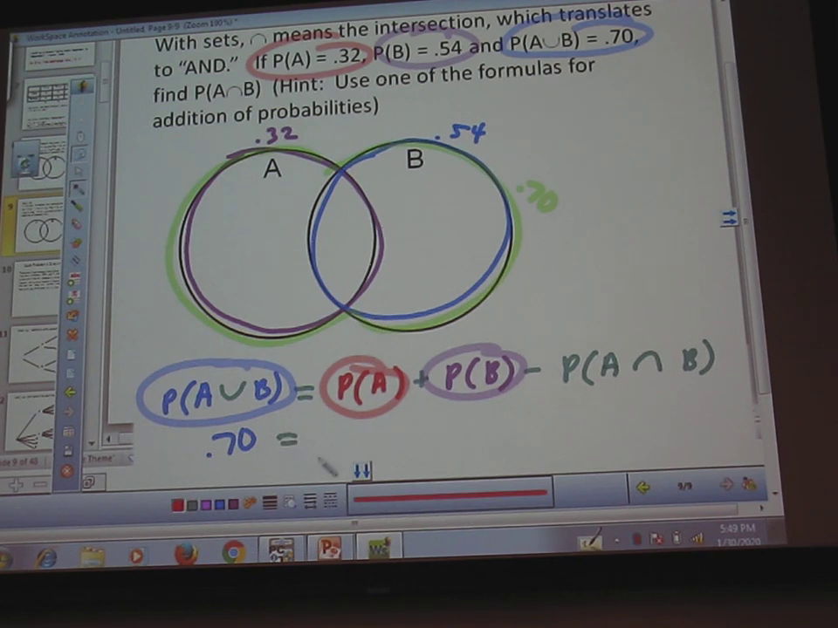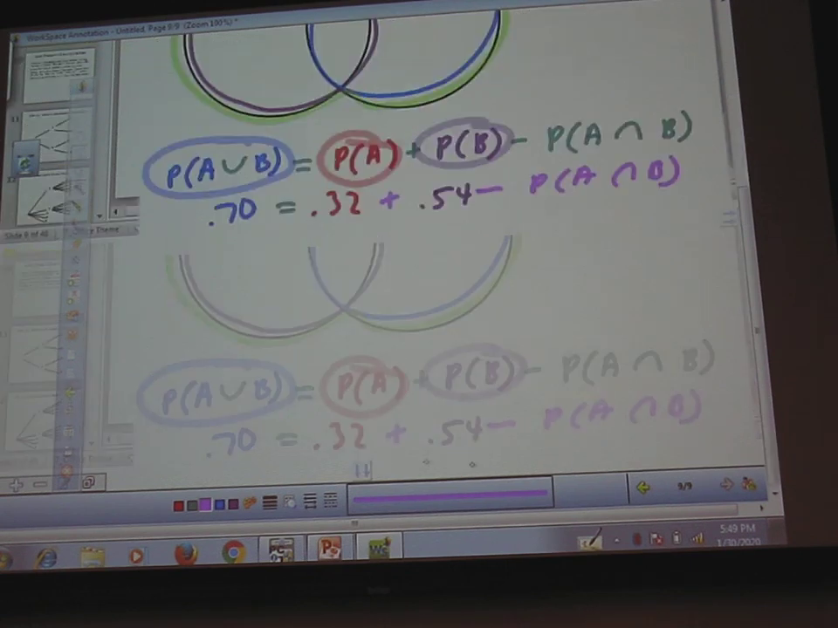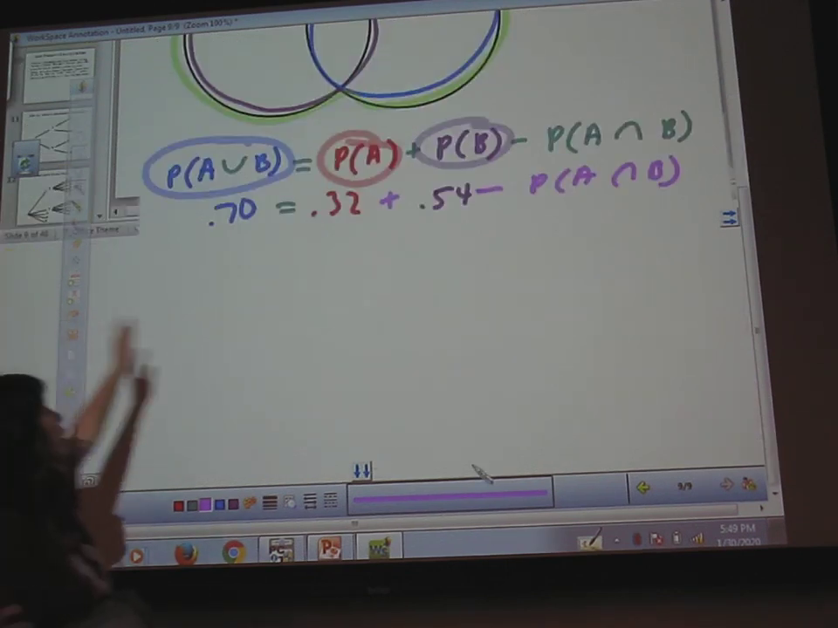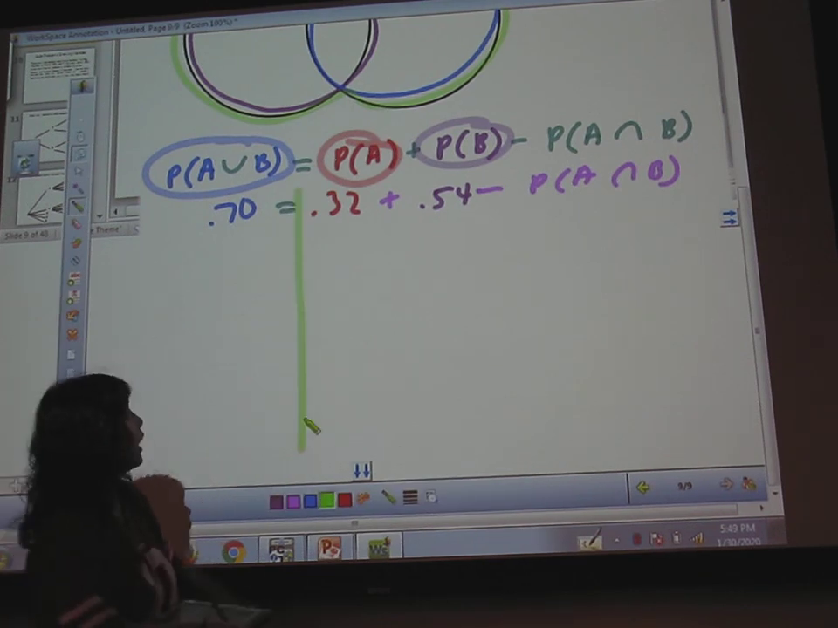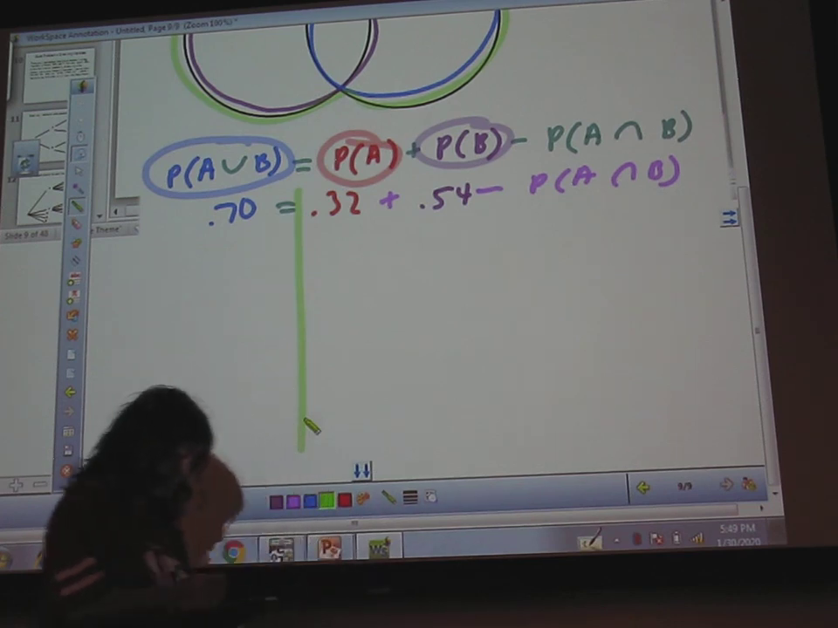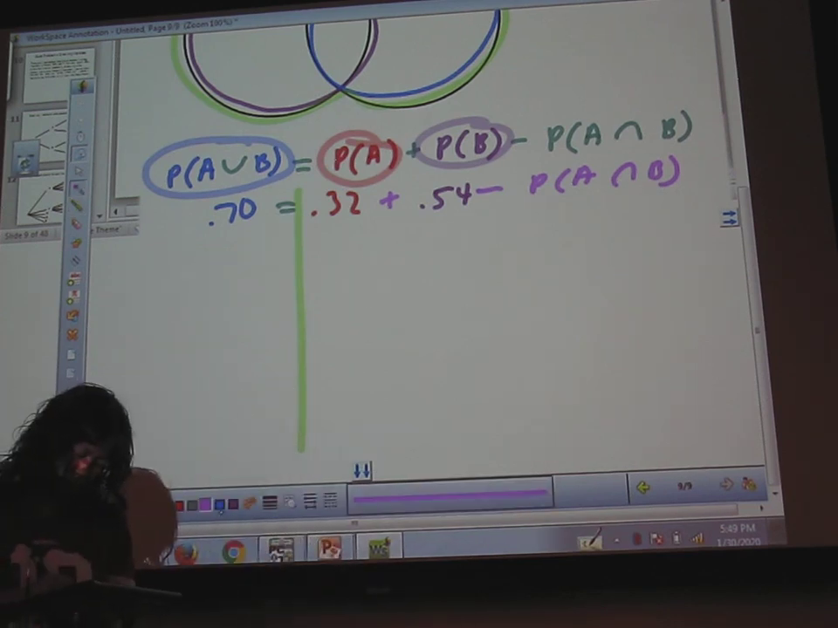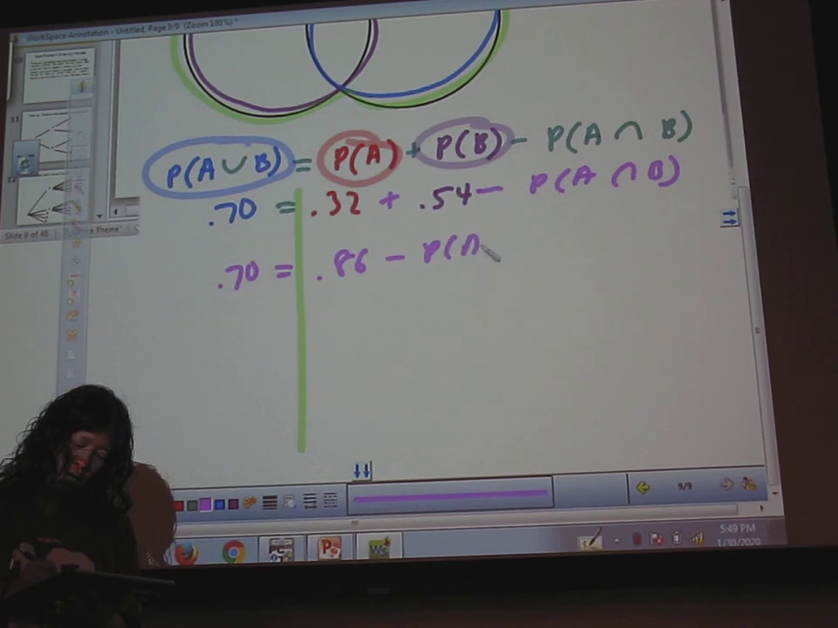Equals 0.32 plus 0.54 minus probability of A and B. And then, how do you solve this? First you combine like terms. Let me draw my little railroad for success down the middle. So we split those up, combine like terms, and we will get 0.70 is equal to 0.86 minus probability of A and B.